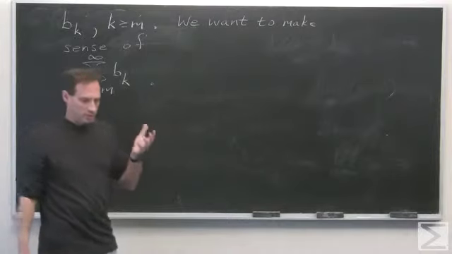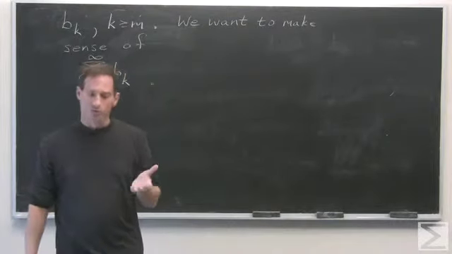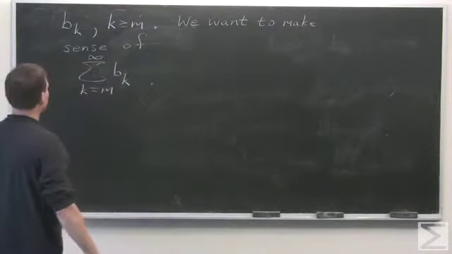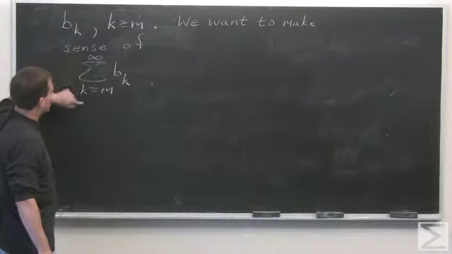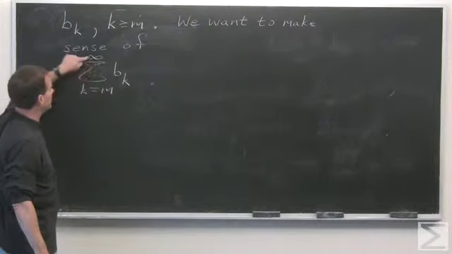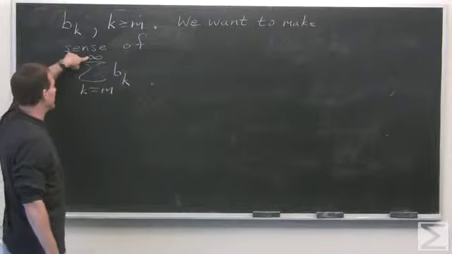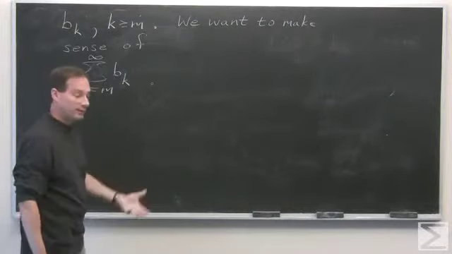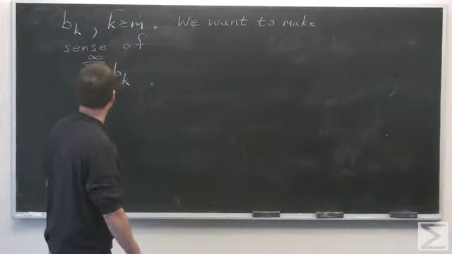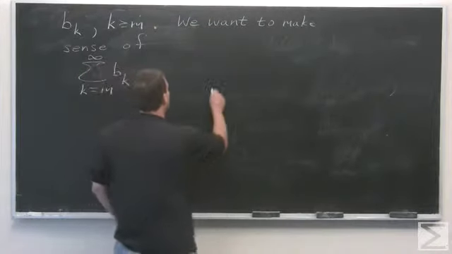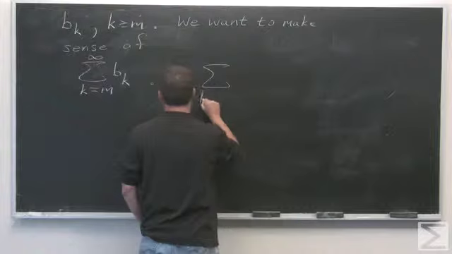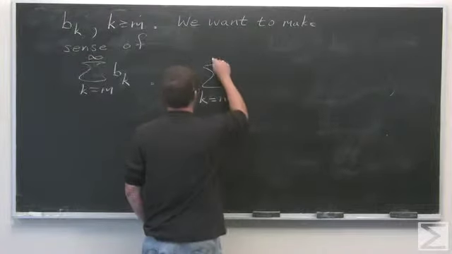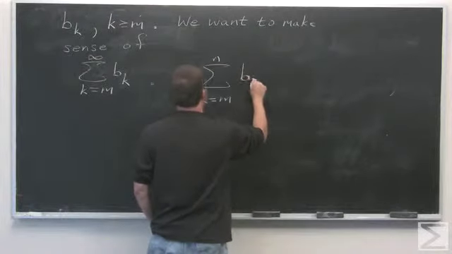Well, this shouldn't come as a shock to you given the work we've done in our earlier sections. What are we going to do? We're going to take the sum as k goes from m to n, where n is just some integer greater than or equal to m, and then we're going to take the limit as that n goes to infinity. And that's what it'll mean. So you just do this. You take the sum as k goes from m to n of b sub k.